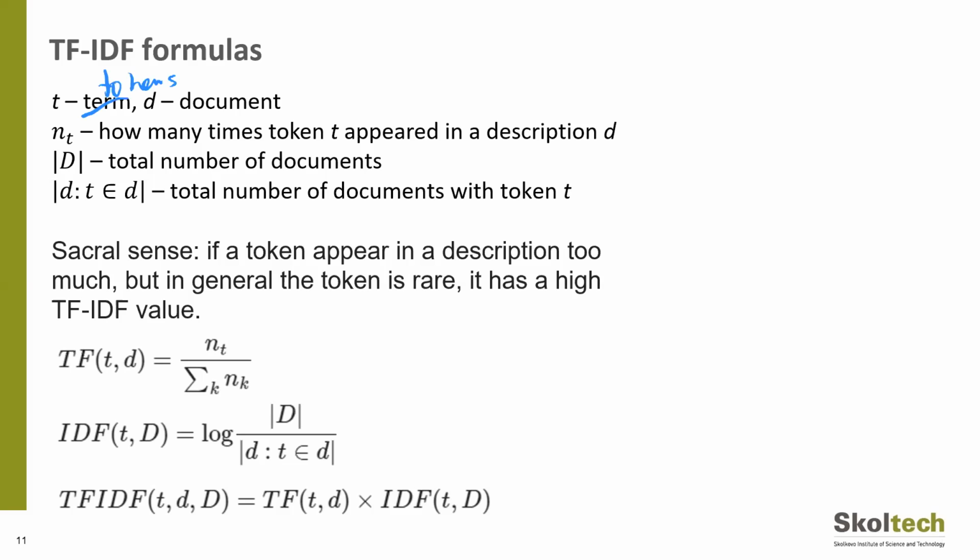Let's try to calculate the TF value, term frequency. We fix the document and we fix the word, and we divide the number of occurrences of the word in the document by the total number of words in this document. So it's the share of tokens that equal the particular token. Also, we can calculate the inverse document frequency, IDF, the second one, and we say that it's the logarithm of the total number of documents divided by the number of documents with the token t.